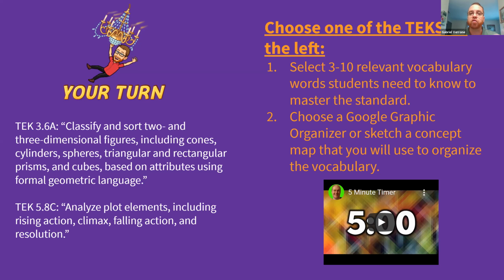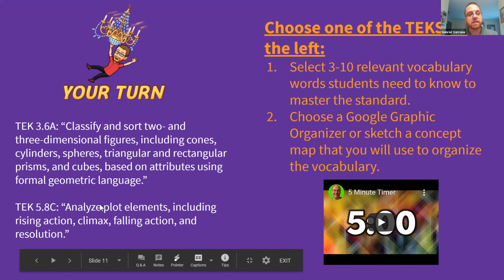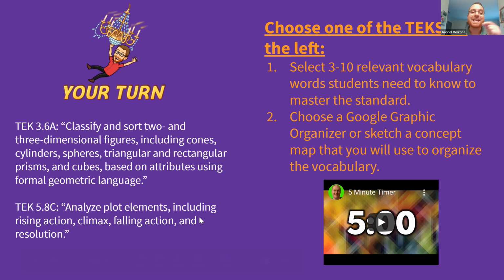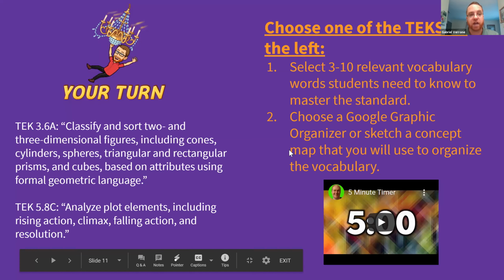And what I want you to do is with your group, select 3 to 10 relevant vocabulary words that students need to know to master that standard, okay? So for example, in the math one, they have to classify and sort, right? And then it gives you a whole bunch of vocabulary words, right? Now here, in order to analyze plot elements, they give you the words, those words are already listed.